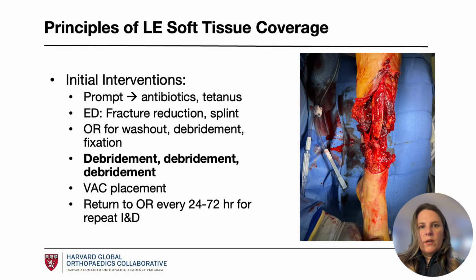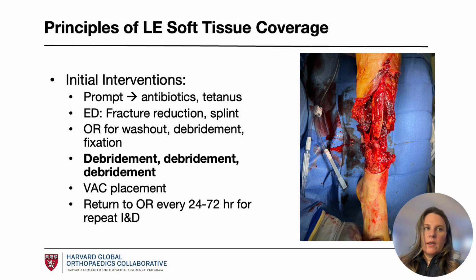Usually, initial interventions are prompt antibiotics, tetanus shot, and then reduction in the ED. The patient is then splinted, and then hopefully they're going to the OR for washout, debridement, and fixation fairly quickly. Debridement is key. In our practice, we will take them to the OR, do our initial stabilization, debridement, place a vac, and then go back to the OR every 24 to 72 hours for repeat debridements until we think the wound is stabilized and is ready for coverage.